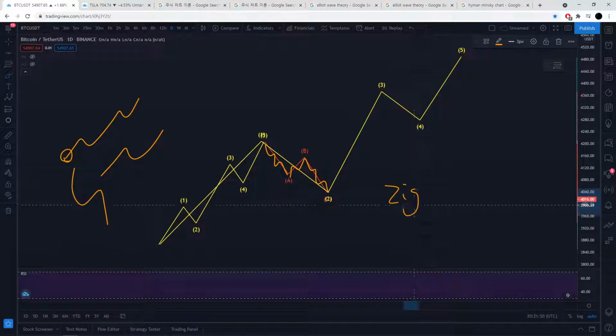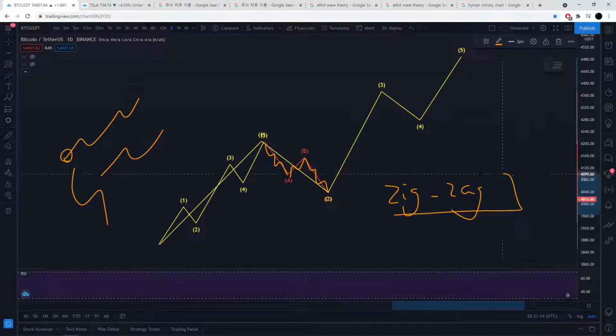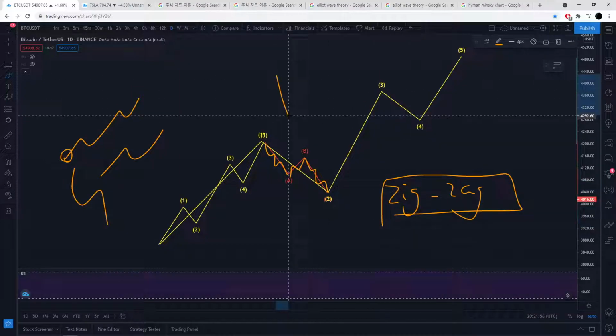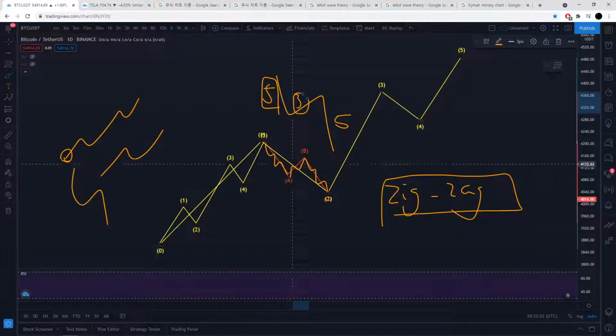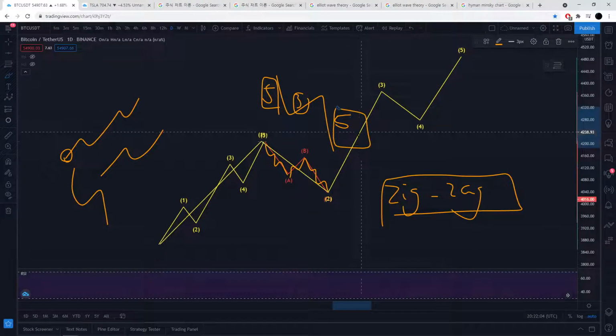You will see this a lot in my Discord channel, where I will say zigzag a lot because it's one of the correction patterns. It's A, B, C, but consists of 5, 3, 5. 5 meaning impulse, 3 meaning A, B, C, 5 meaning impulse, and so on. So how do we distinguish them?